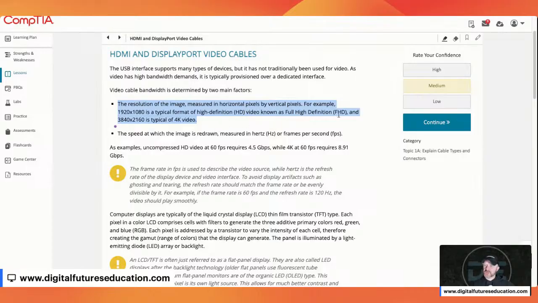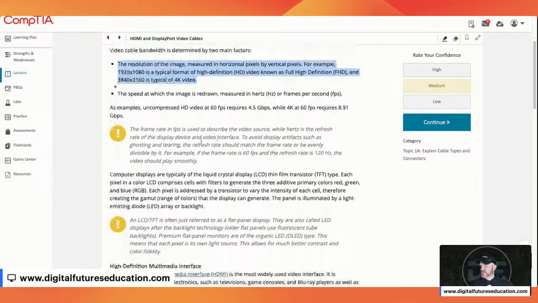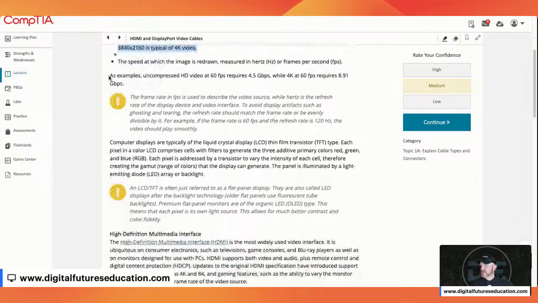And it's often known as high definition. And 3840 by 2160 is typical of 4K video. The other factor is the speed at which the image is redrawn, measured in hertz, or frames per second. As examples, uncompressed HD video at 60 frames per second requires 4.5 gigabytes per second, while 4K at 60 frames per second requires 8.91 gigabytes per second.